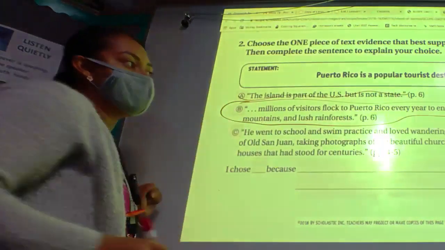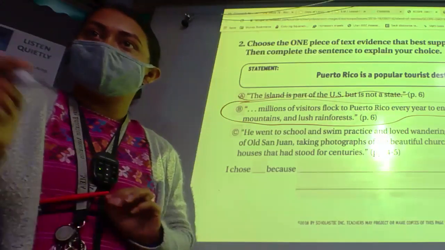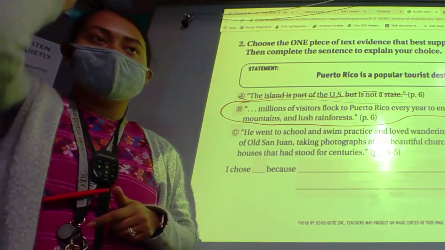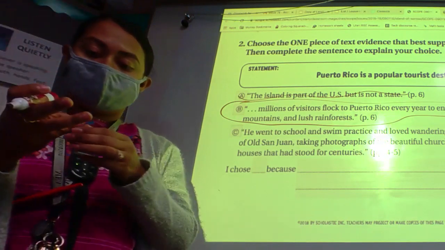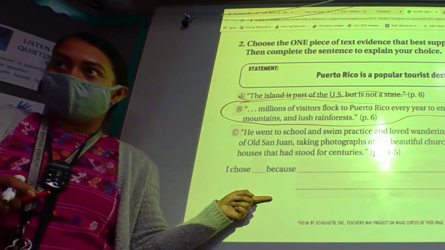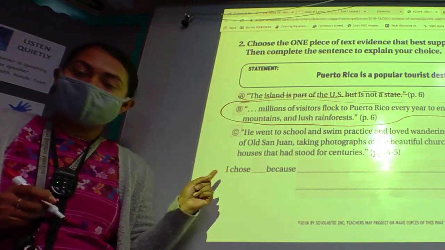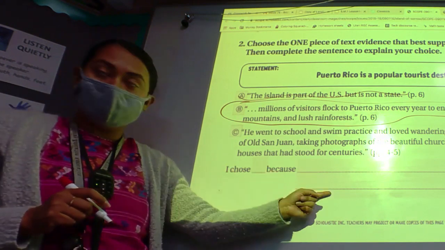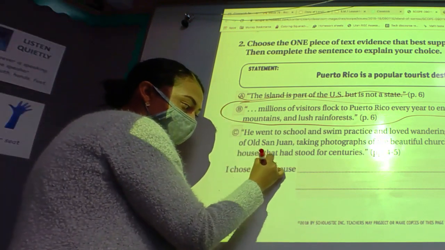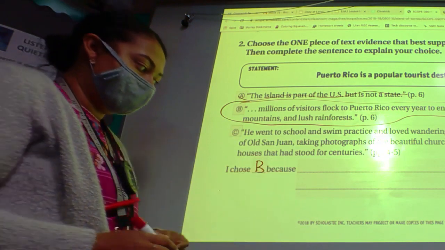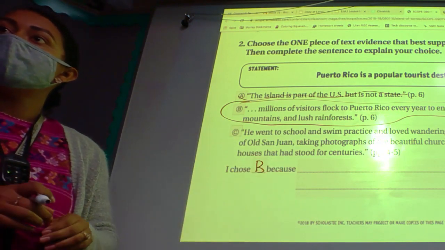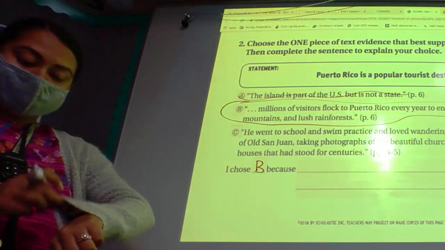Highlight it on your assignment, or circle it, or check mark it, whichever one you want. Okay? And now let's put it together, okay? So on the bottom it says, I chose blank because blank. So what did we choose? B. So I chose B because, so why did we choose B?